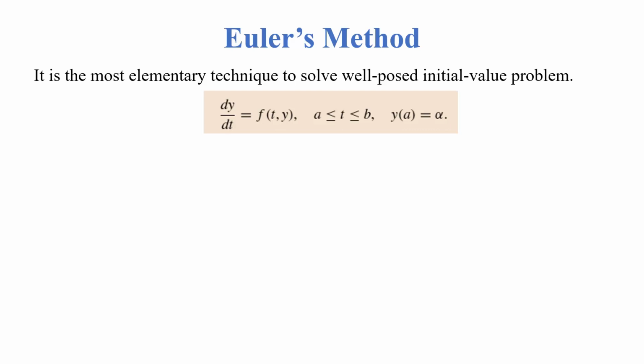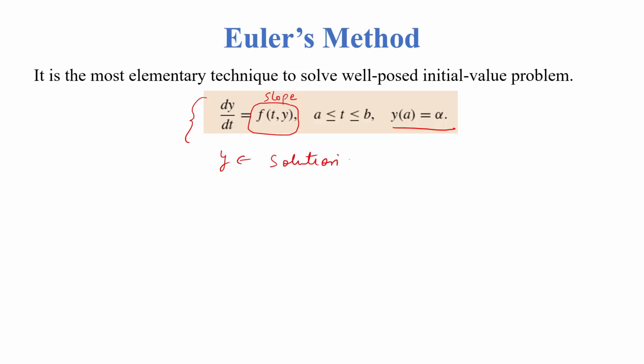It is the most elementary technique to solve the well-posed initial value problem. We will restrict ourselves to the first order differential equation with the initial condition, so it is called an initial value problem. Now this function f is called the slope or the direction field, and we are interested in finding the solution y.